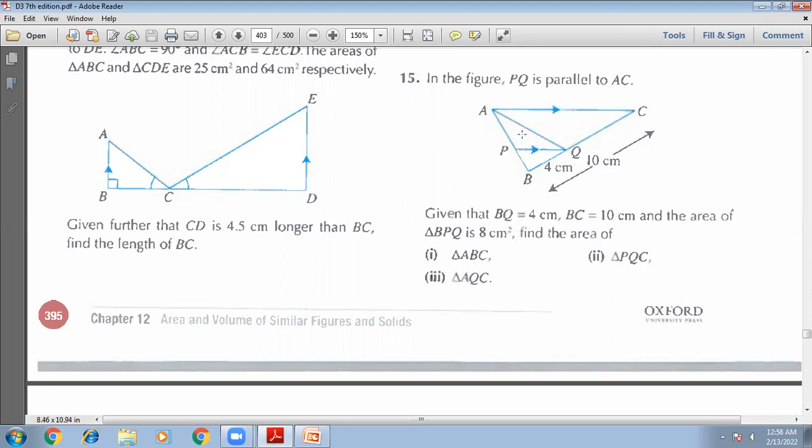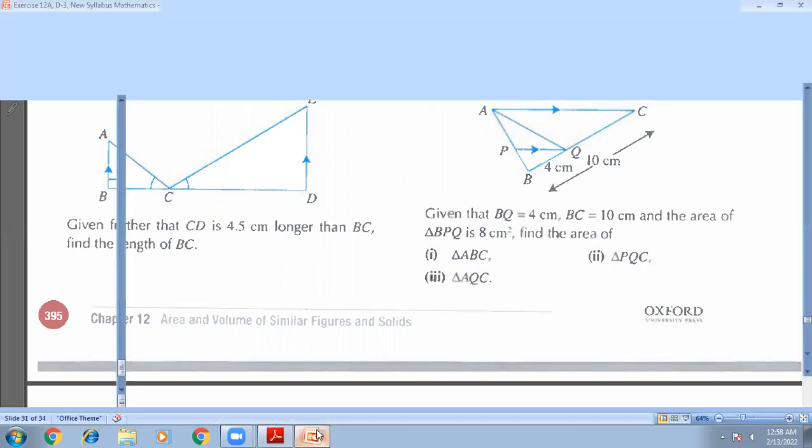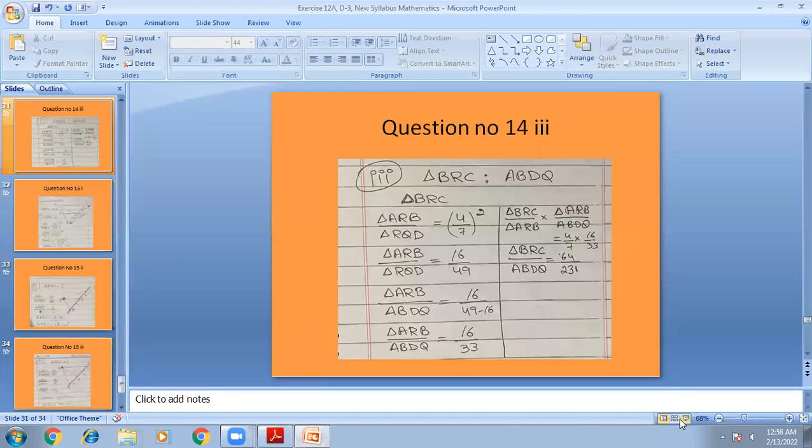The sides are parallel to each other, so these two triangles are similar to each other. The BPQ and the BAC are similar. I know the area of this, and I want to know the area of this full triangle. I know this side of the small triangle, and I know the side of the big triangle. So very easily we can find that triangle's area.